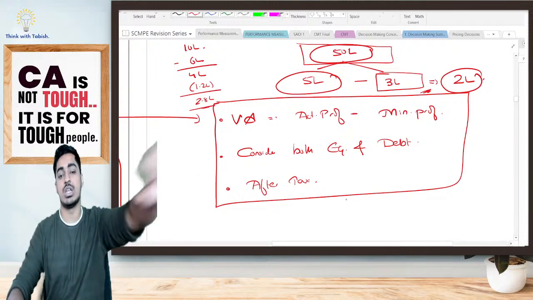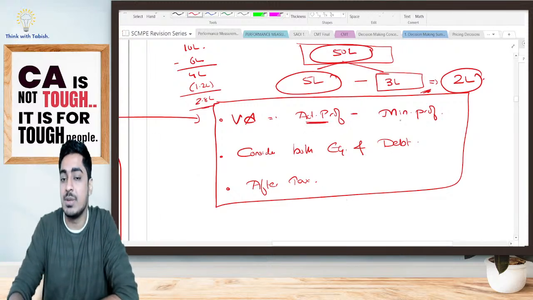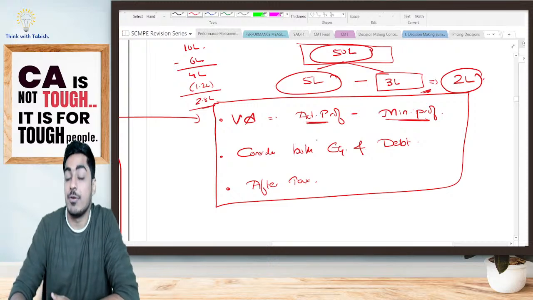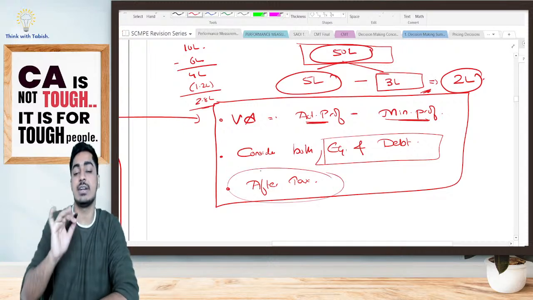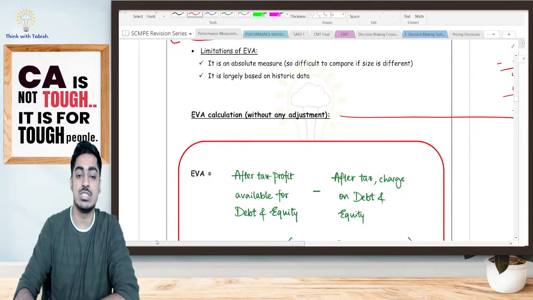So based on this, EVA is my actual profit minus the minimum profit. The profit that I have to be earning should be for my equity holders also, for my debt holders also, and I should be considering my after tax amount. So what I will tell, students, pay attention.